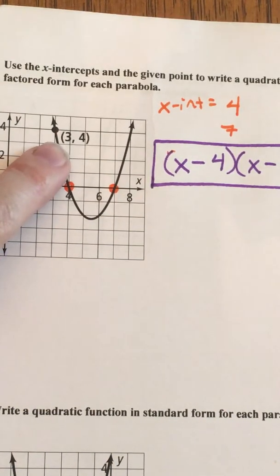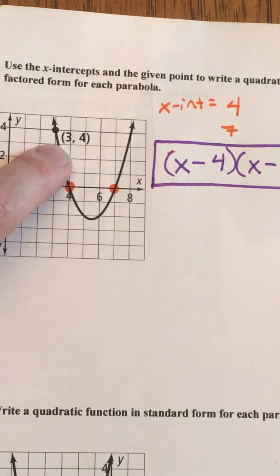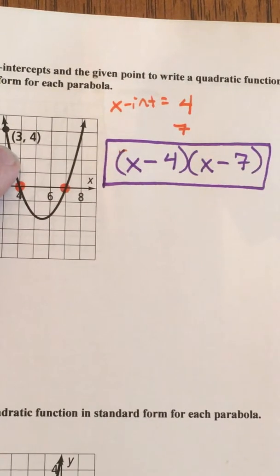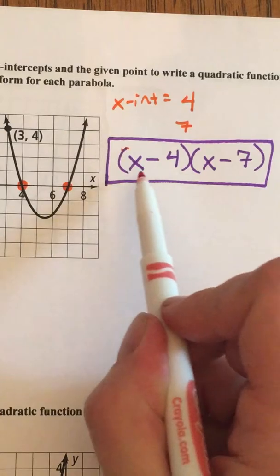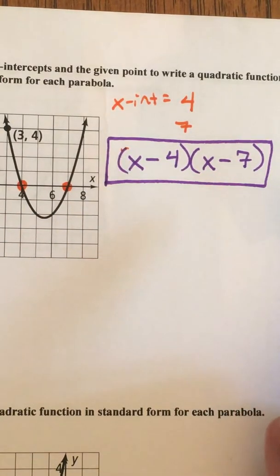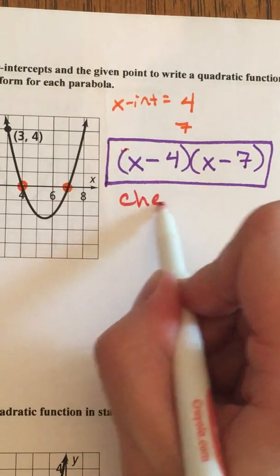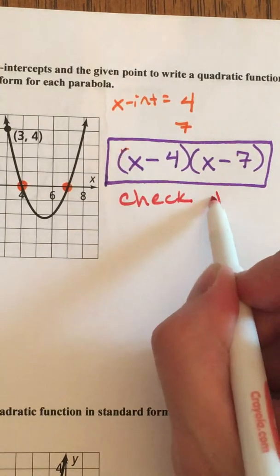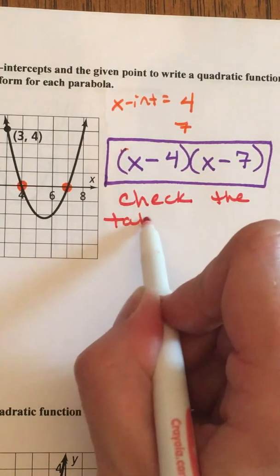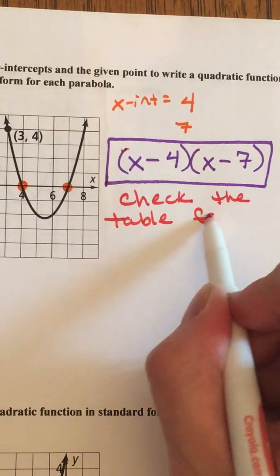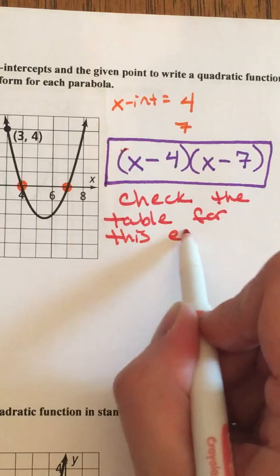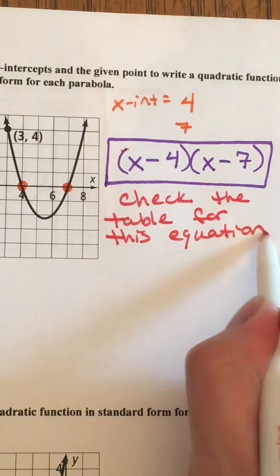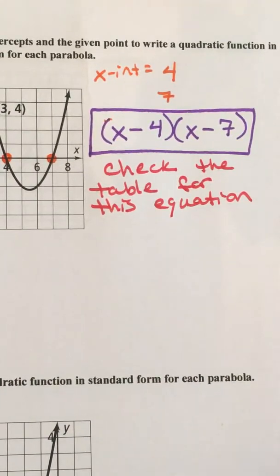Now, it did give you this coordinate point, and you're like, but hang on, I feel nervous. Go ahead and show that. Okay, well, you can feel nervous, so here's an option that you can do just to help you. Once you have your possible answer, go check the table for this equation in your calculator.